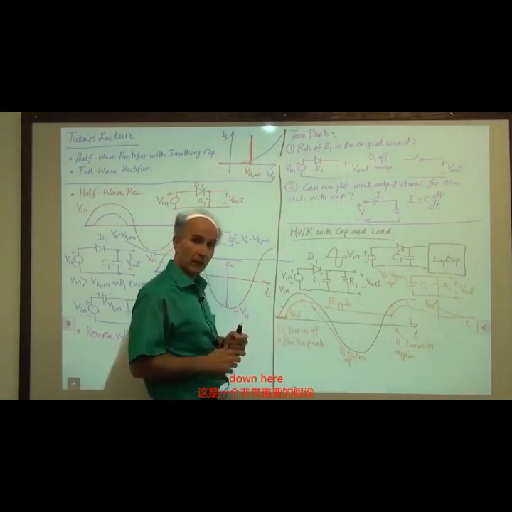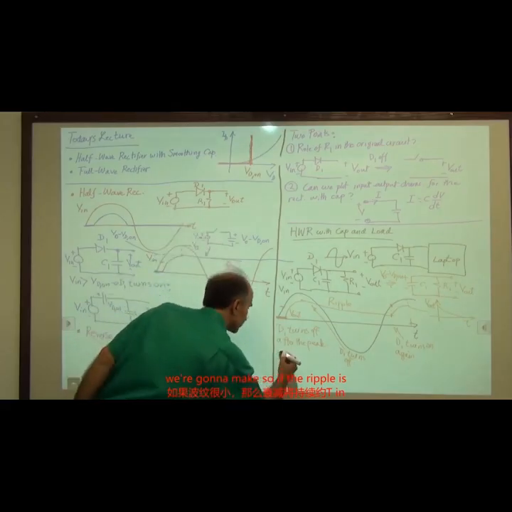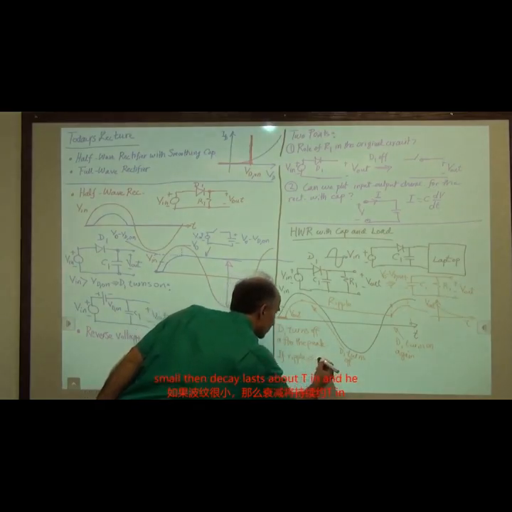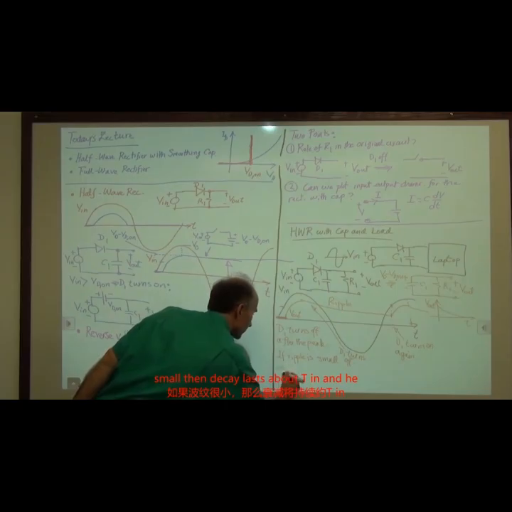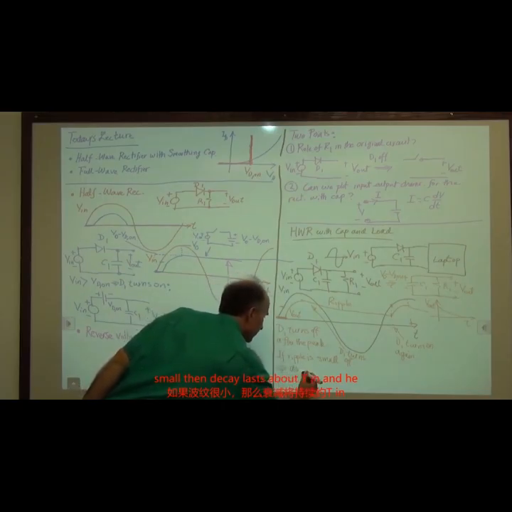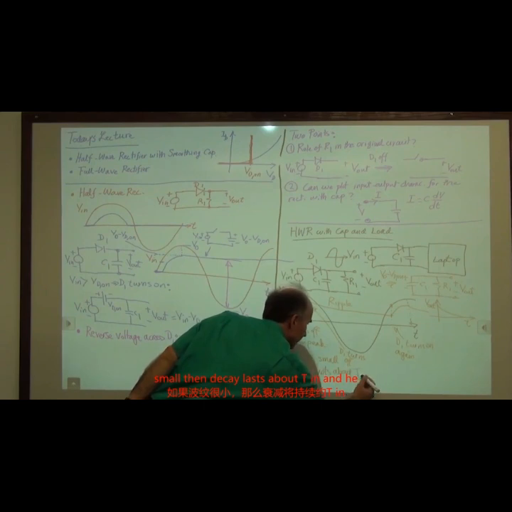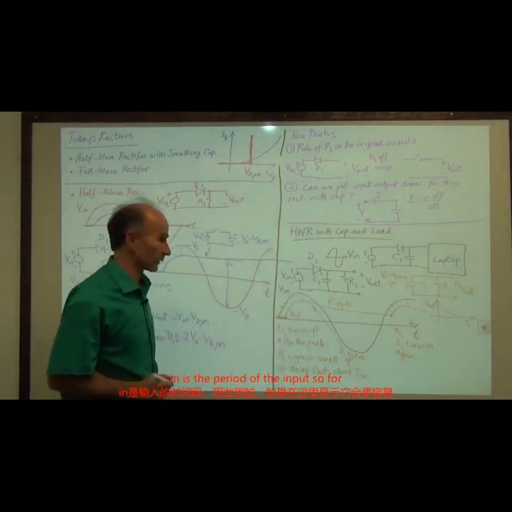So I will write that down here. That's a very important assumption that we're going to make. So if the ripple is small, then decay lasts about T in. And T in is the period of the input.